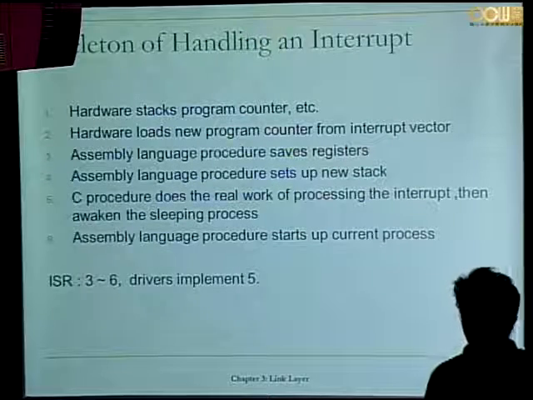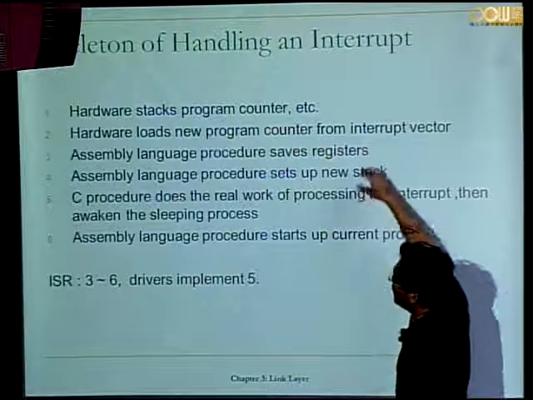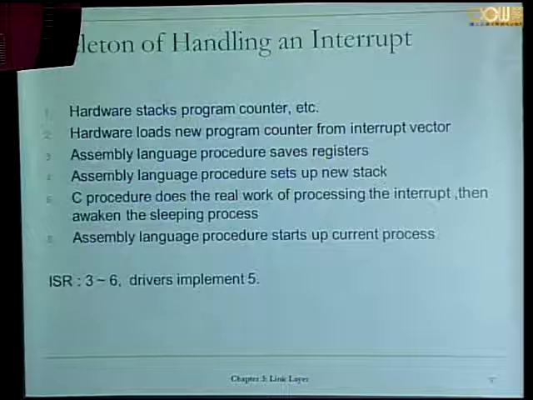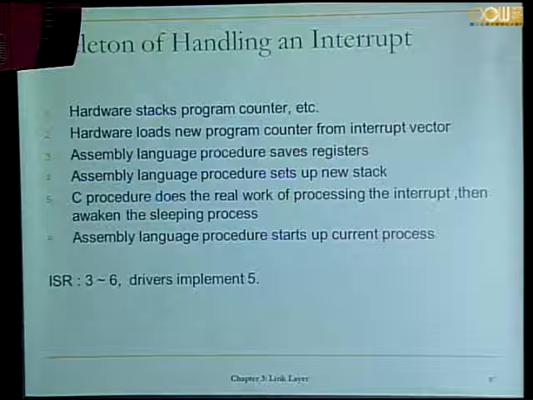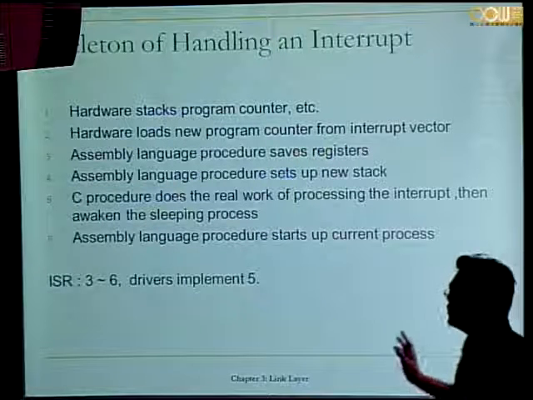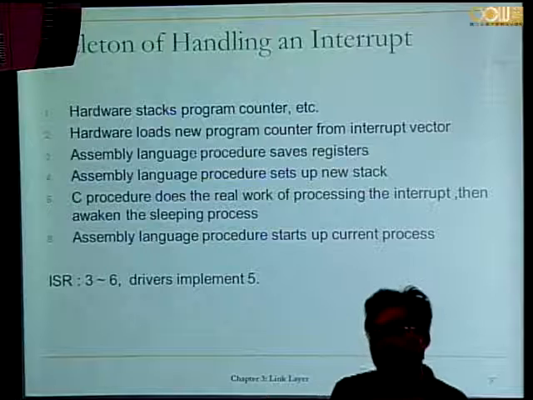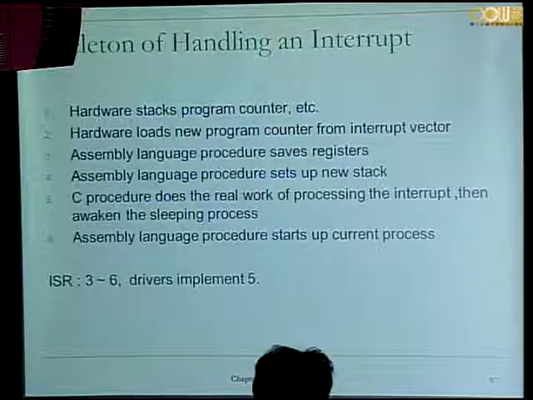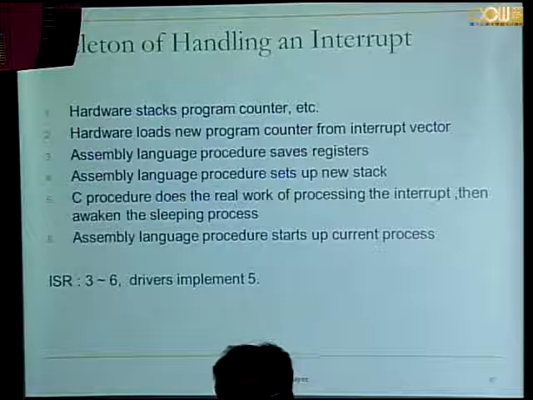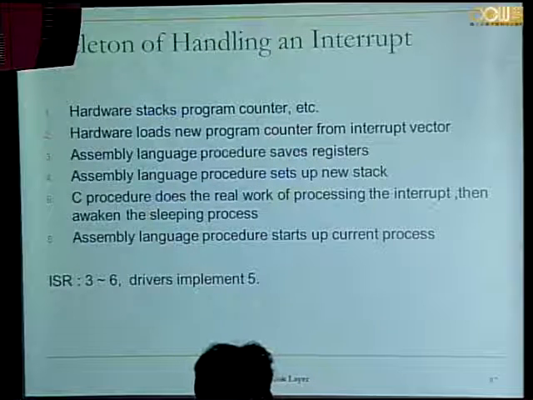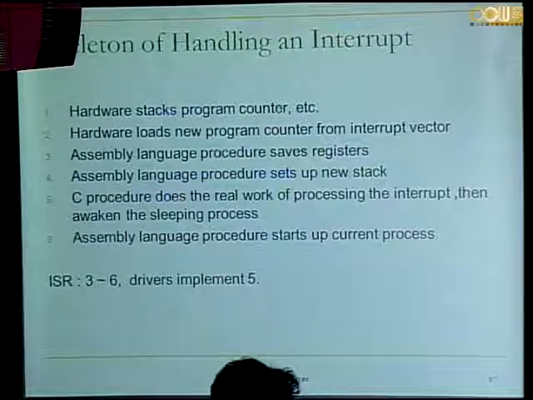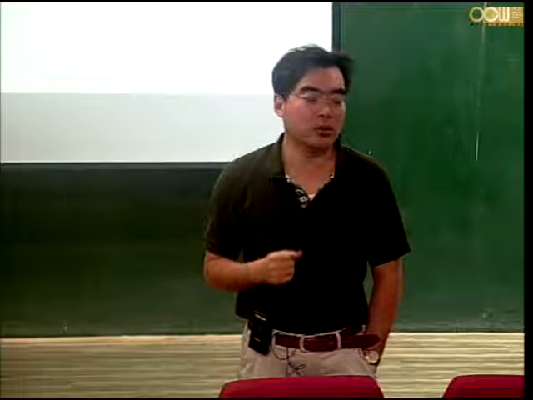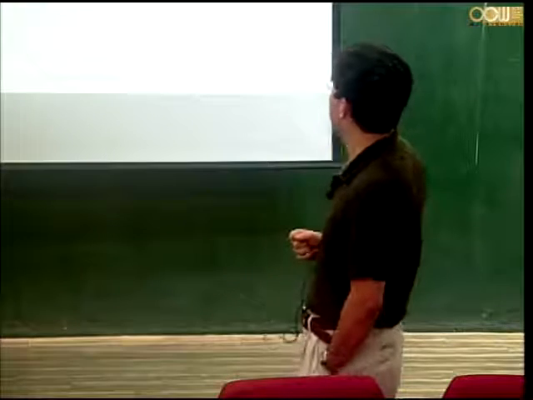So I have a new stack set up, and it's done by the interrupt service routine. And then once this is done, the interrupt service routine will pass the control, will call a certain function code of the driver. And then how does the interrupt service routine know which function to call, or where to jump to?